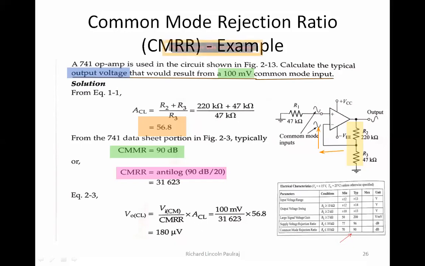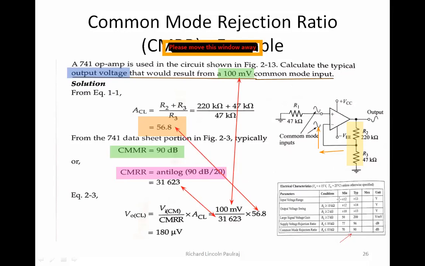So ultimately, my input, which is in common mode format, which I told you, is going to be this. You can see that in the input, you have this 100 millivolt. So this is going to come in my input, and the common mode value, which is 31623. So this comes up here. And 56.8, where are we getting it from? From here.